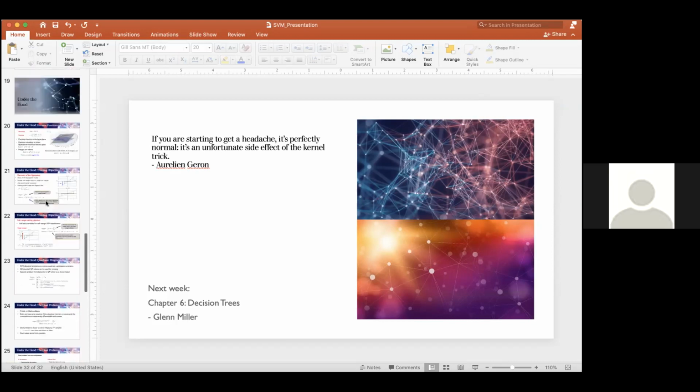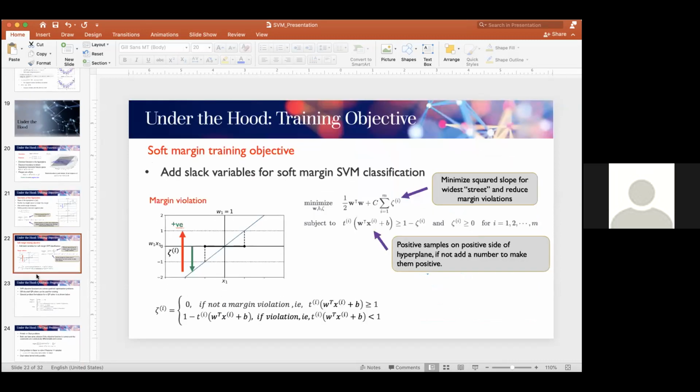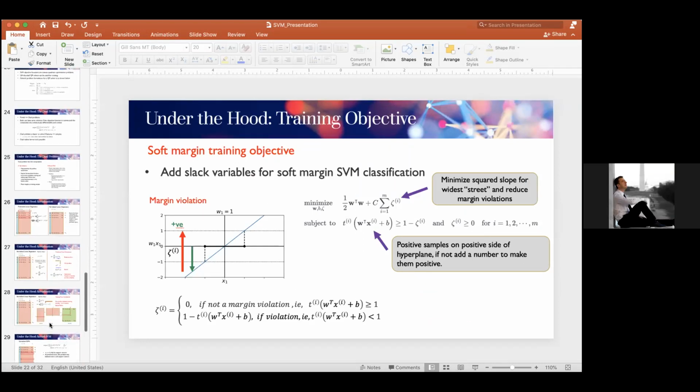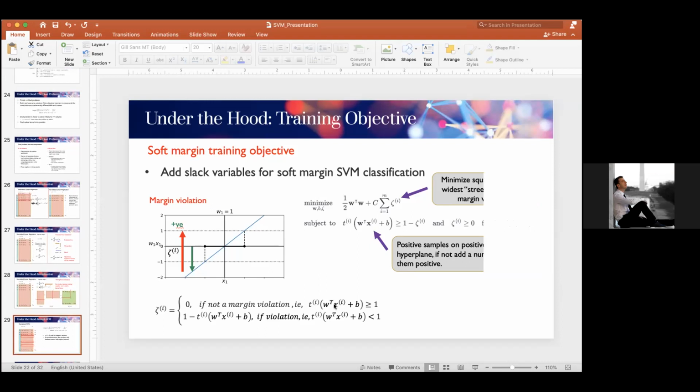Let me get to that. The zeta is here being 0 or non-zero? No, it was at the dual problem. We introduced a dual problem. Yeah, I think it was slide 29.